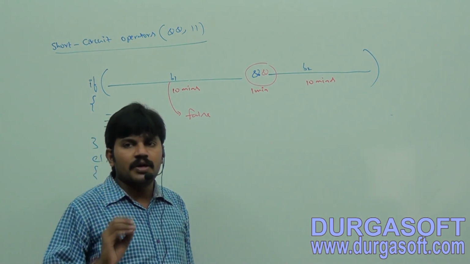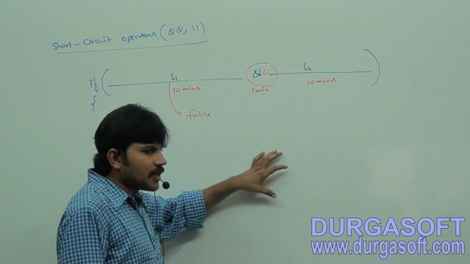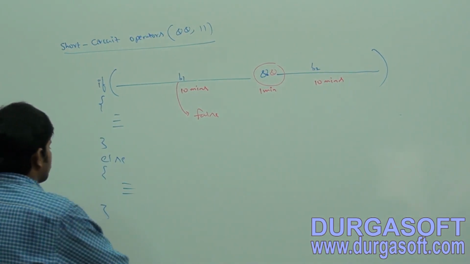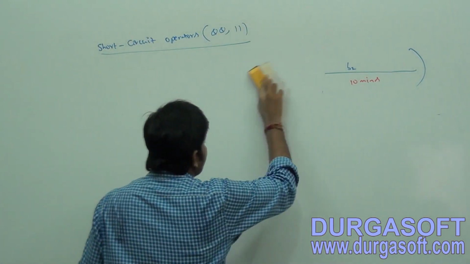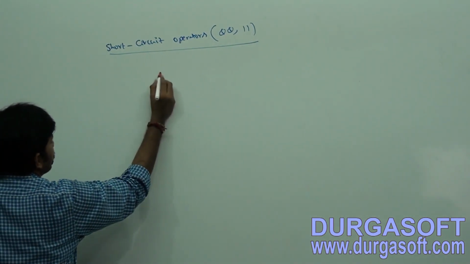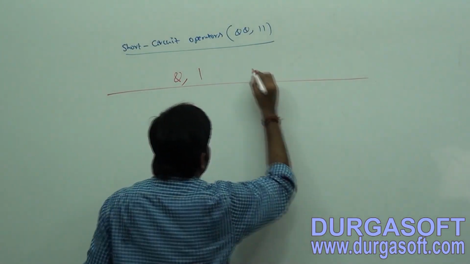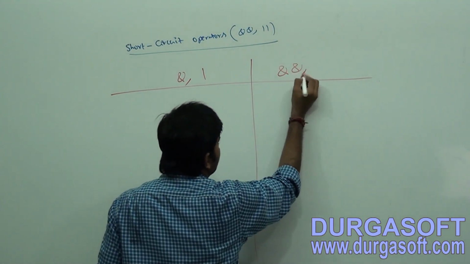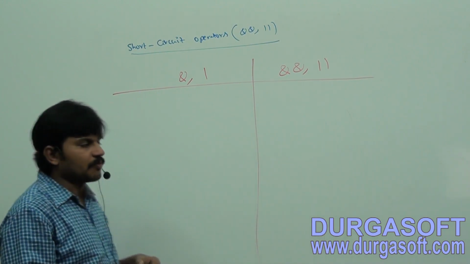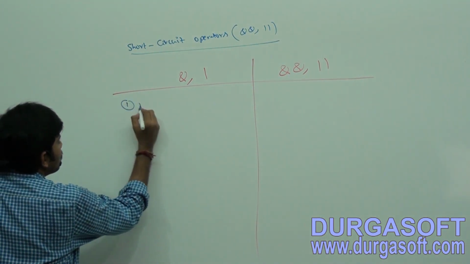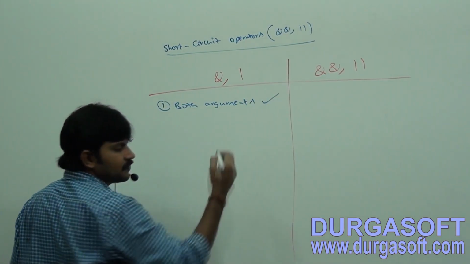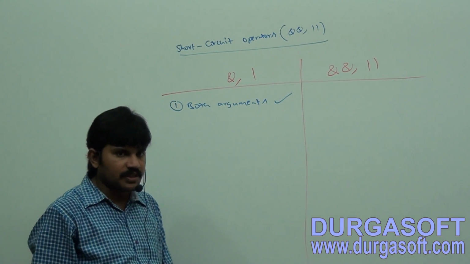Are you able to understand the difference between the normal bitwise operators and the short circuit operators? Now the terminology is clear. Now just observe this. Let me summarize the difference between the normal bitwise operators and the short circuit operators. First point: here both the arguments should be evaluated always. Correct or not?